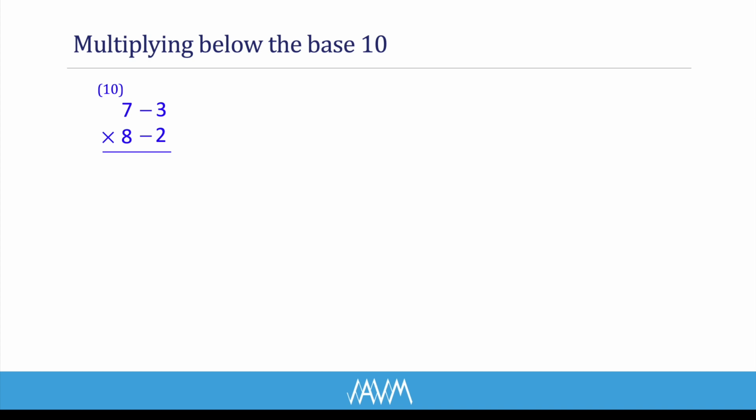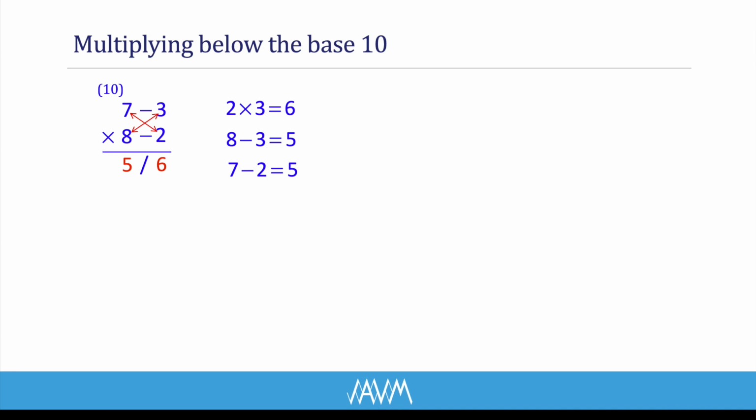Now, the answer comes in 2 steps, a right-hand part and a left-hand part. For the right, we simply multiply the 2 deficiencies. 2 times 3 is 6. And for the left-hand part, we cross-subtract 7 minus 2 or 8 minus 3. Either way gives the same answer, 5. And there we have 56.